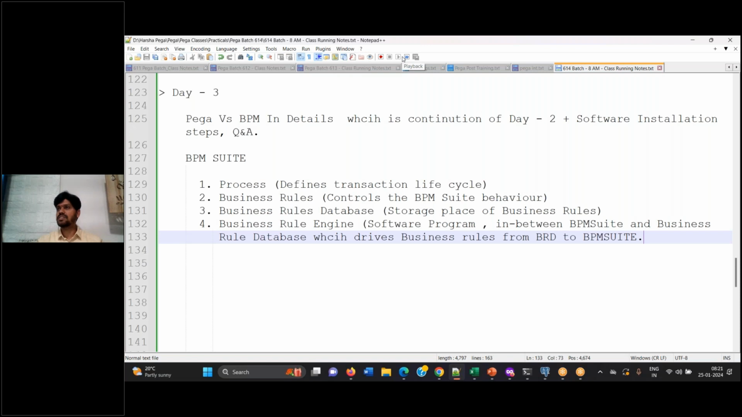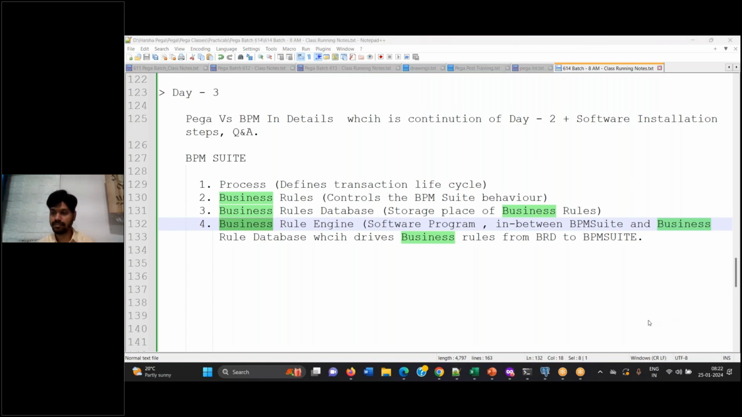Design a BPM system. The system should have a process model of architecture for transaction design. The system should have business rules, and should be controlled by business rules. The system should have a business rules database to store the rules. The system should have a business rules engine, one software program included in the system, which will have the capability to drive the business rules. If you come up with designing your own system like this, then that system is said to be a BPM system.